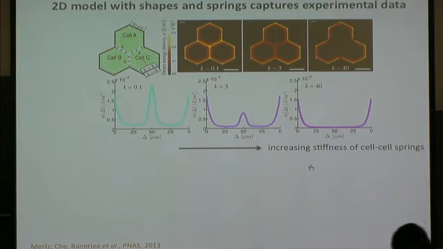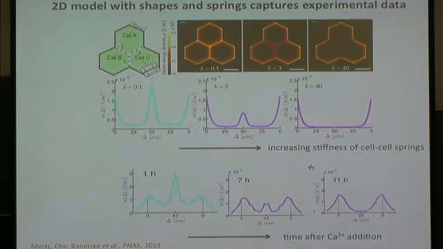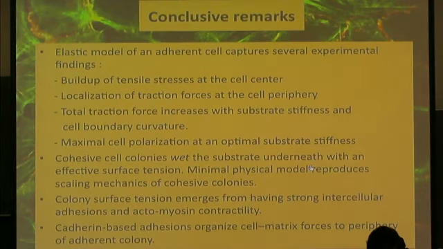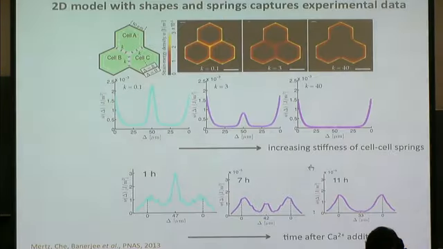The average strain energy can be compared one-to-one with what we saw in the experiments, and I'll stress once again, the main message here is that increasing stiffness of cell-cell springs amounts to increasing the concentration of calcium in the extracellular matrix. So that was my last slide.